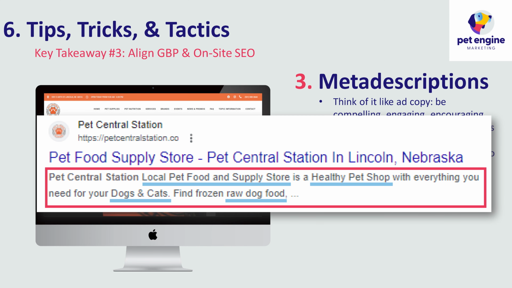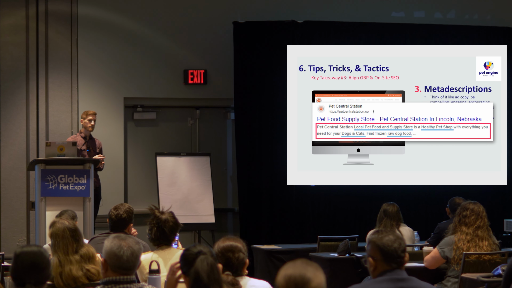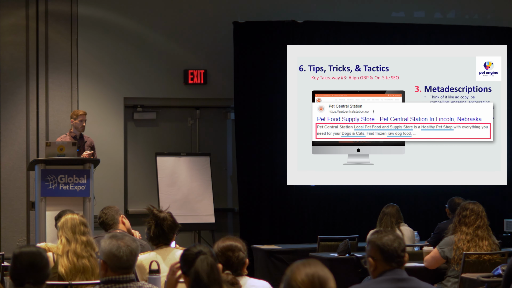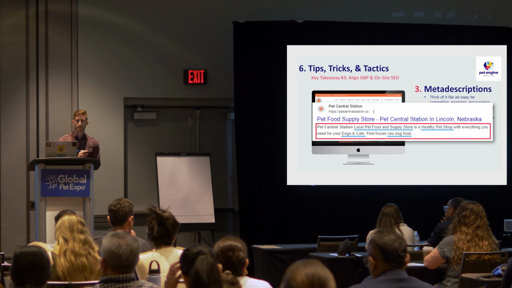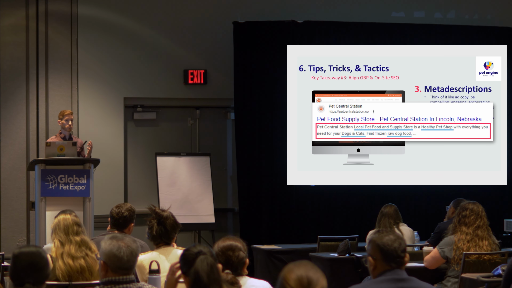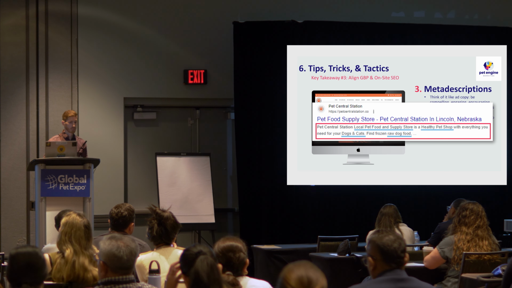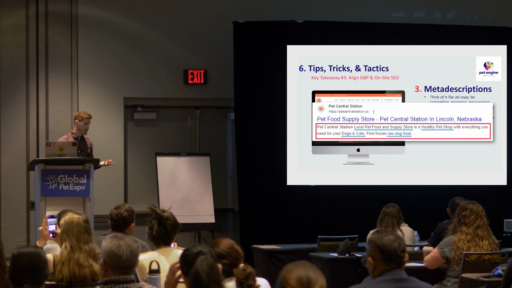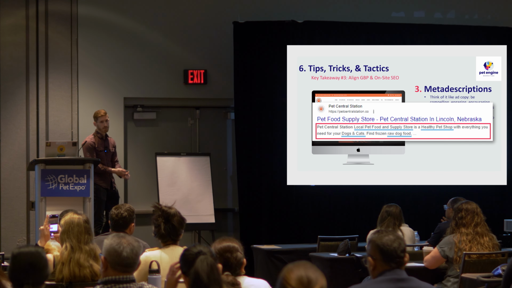Your meta description is that little text beneath the title on the search engine results page. Think of this as ad copy. You want it to be compelling, engaging, while also telling people what kind of content is on this page. I would include your location keywords if it relates to it. And then the other thing I would say is don't duplicate your content.